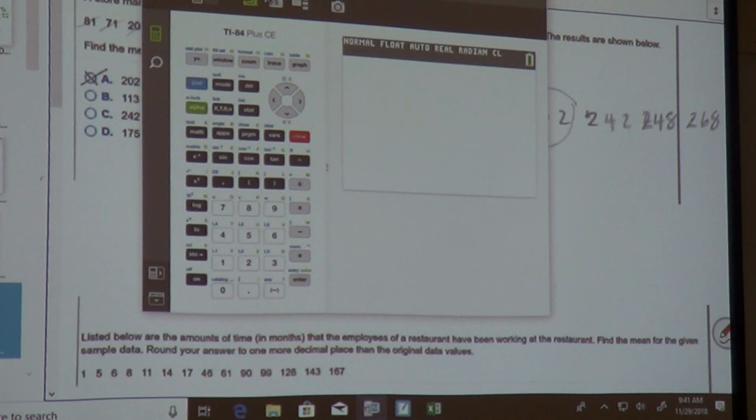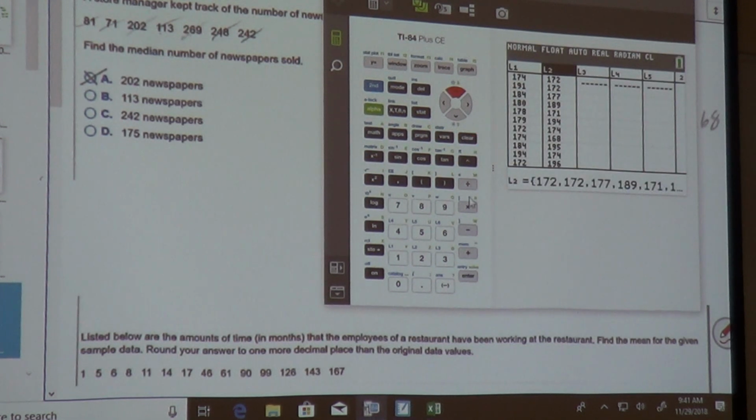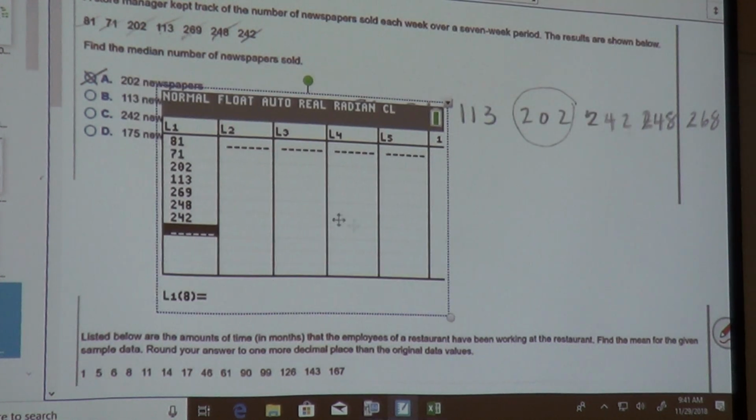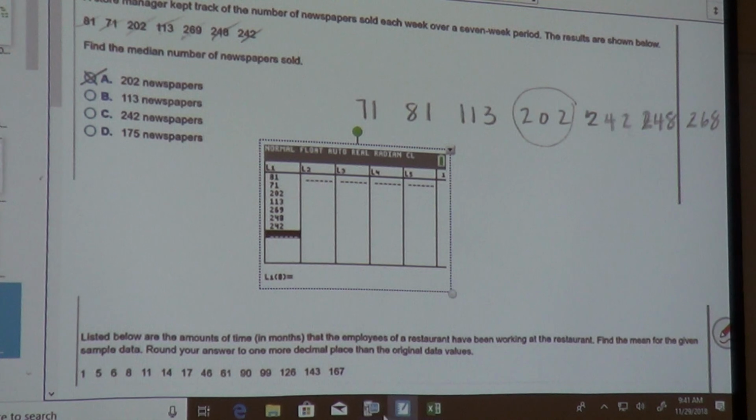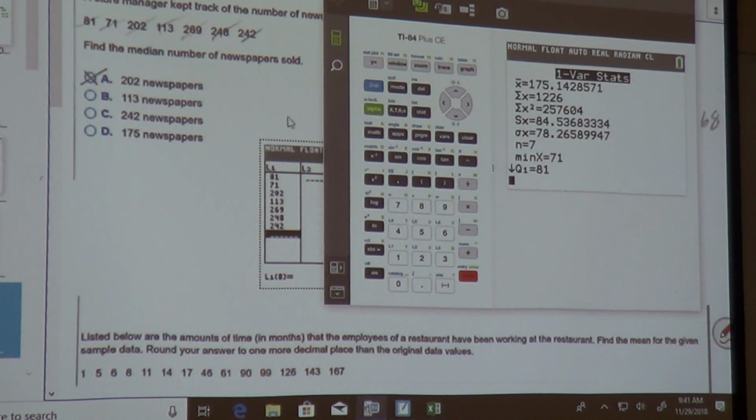I can just as easily show you the other way and do stat edit, go to the top, clear enter, come over, go to the top, clear enter. This is a short one: 81, 71, 202, 213, 269, 248, 242. Type my data in, and then do stat calc, 1 var stats. We are only looking at L1. I don't want the first page, I want the second page.